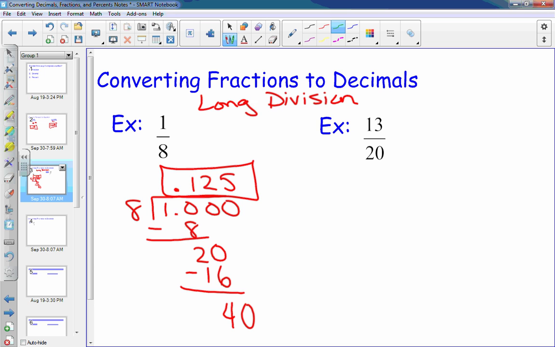Okay, let's come over here to the next example. 13 over 20. I need to change this into a decimal. So I need my lovely little box. The 20 goes on the outside, the 13 goes on the inside. Put your decimal point and add your zeros. Put your decimal point above as well. Does everybody see this?